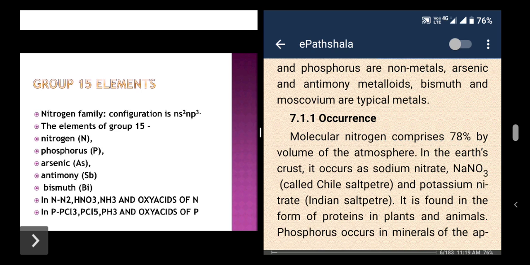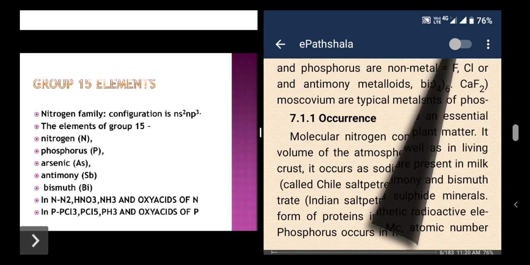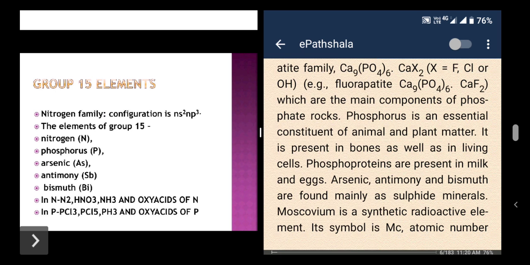Phosphorus occurs in minerals of the apatite family, that is calcium phosphate, and those things are given in detail. Nitrogen forms N2, where two nitrogen atoms combine with one sigma bond and two pi bonds, forming a triple bond. And HNO3, nitric acid, we know very well, and ammonia NH3, and oxyacids of nitrogen will be formed.